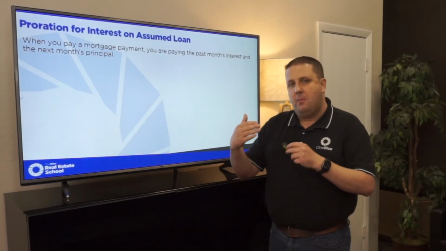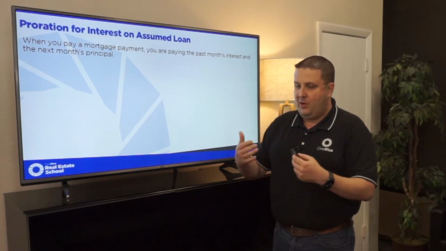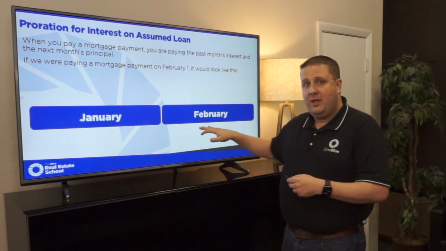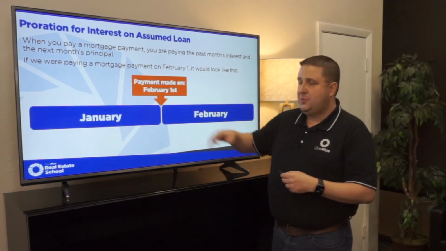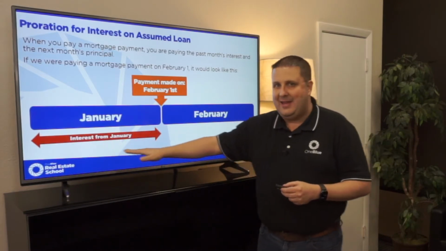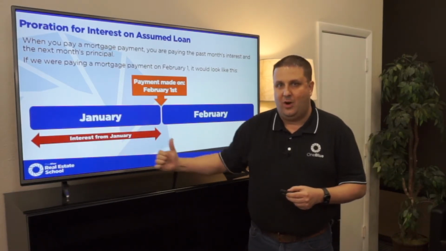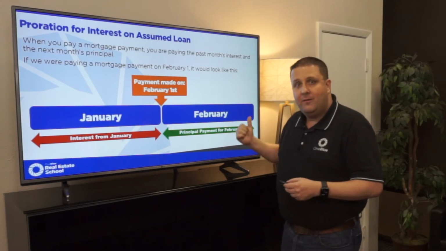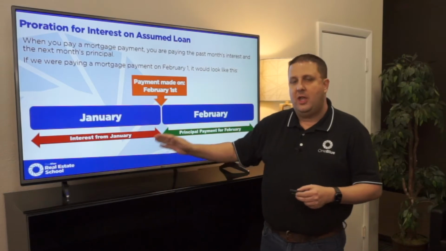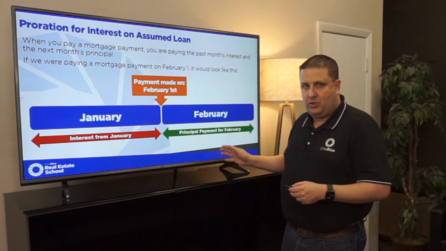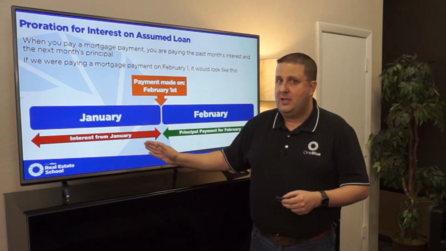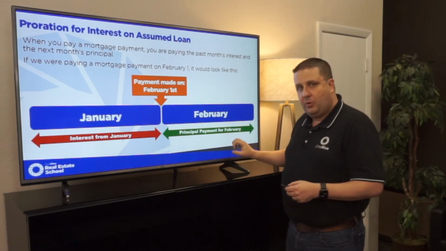So when I'm paying a mortgage payment, let's just say I'm paying a mortgage payment on the 1st of February, okay? So we have January, we have February. I'm going to make a mortgage payment right here on the 1st. What I'm actually doing is I'm paying my interest from January and I'm paying the principal for February. We always pay interest in arrears and we pay our principal in the future. So again, that February 1st payment, paying January's interest, February's principal.